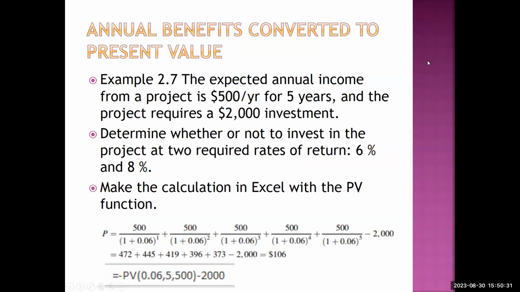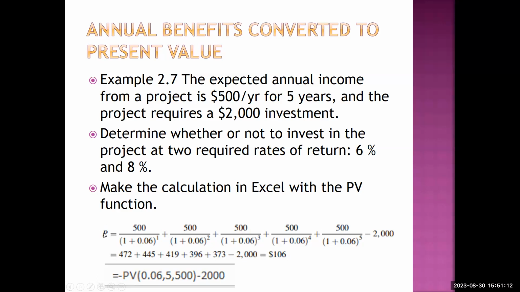And here's example 2.7. So in this case, we are discounting back to the present value. For this example, we invest $2,000 now, and we receive $500 per year for 5 years, beginning 1 year from now. This is the mathematics for the calculation down here, where for the first year's payment, we divide by 1 plus 0.06 to the first. So that discounts it back to the present value. For the second year's payment, we divide by 1 plus 0.06 to the second, and so on.